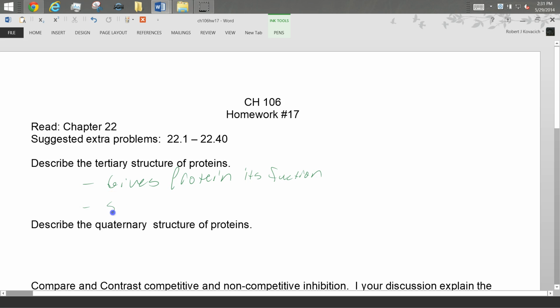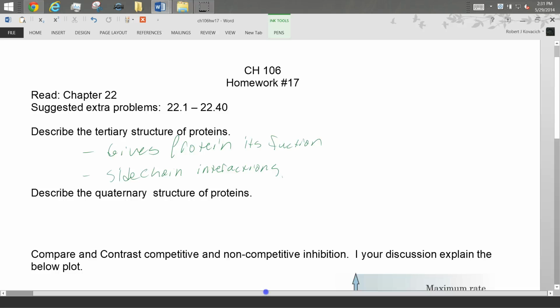And I heard side chain. Okay. So a protein has no function until it forms a tertiary structure, and that tertiary structure is formed by the side chain interactions. How about the quaternary structure?